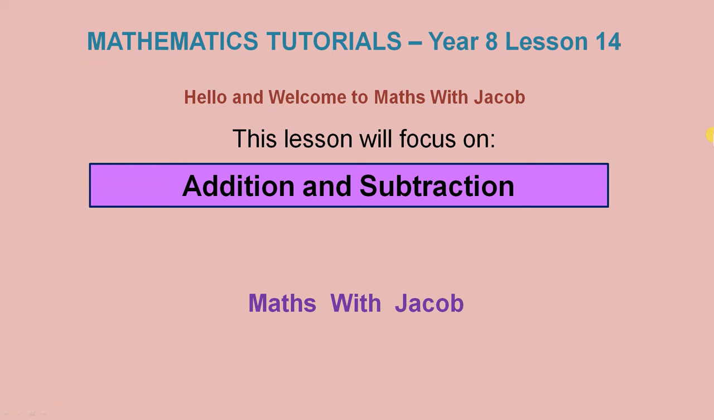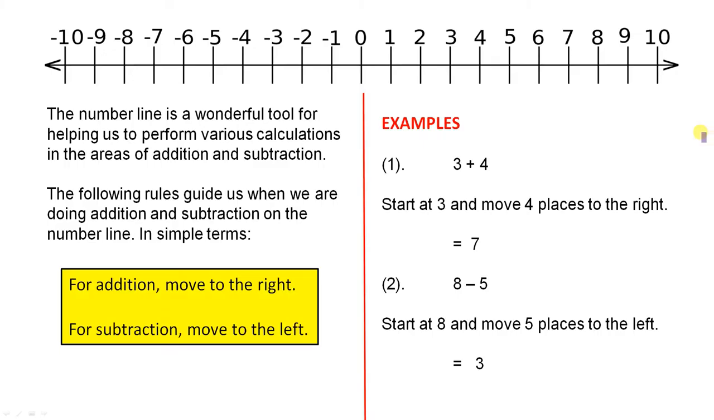This lesson will focus on addition and subtraction. The number line is a wonderful tool for helping us to perform various calculations in the areas of addition and subtraction. The following rules guide us when we are doing addition and subtraction on the number line. In simple terms, for addition, move to the right. For subtraction, move to the left. Let's see how these rules work for these examples.